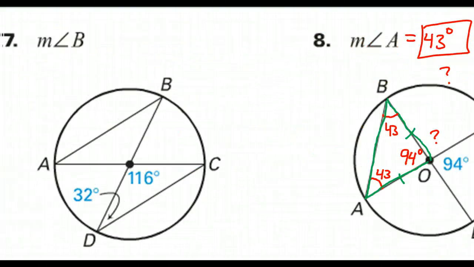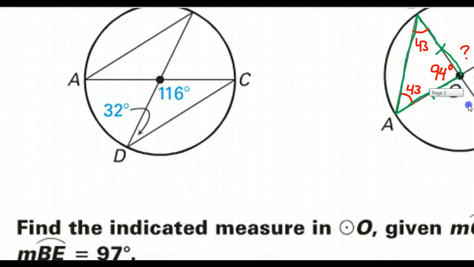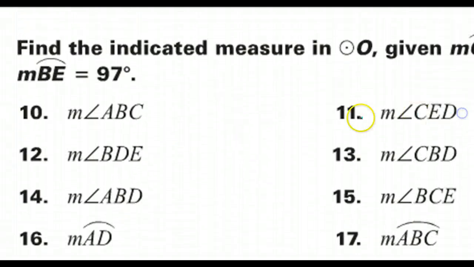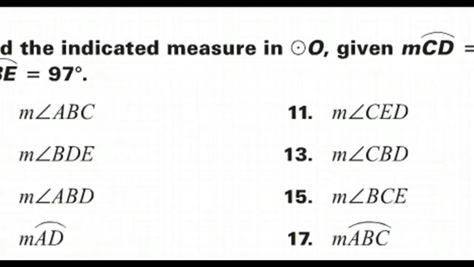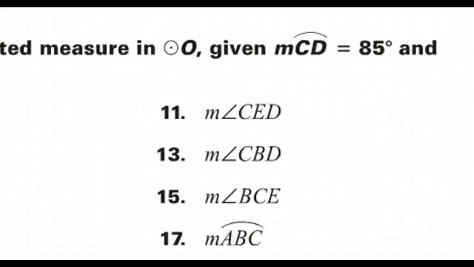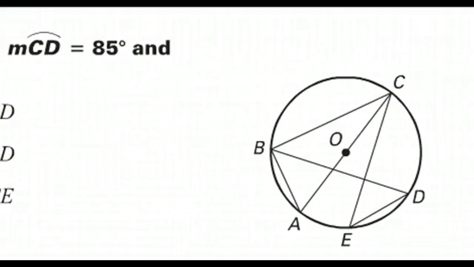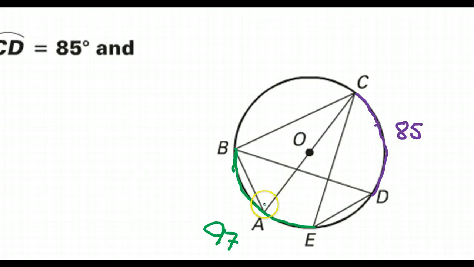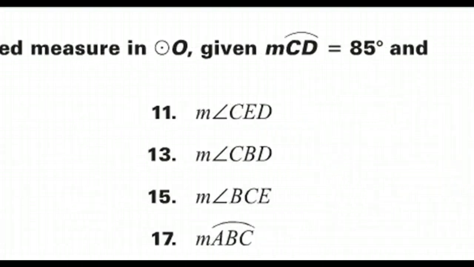Shoo, number 10. What's up, number 10? Oh, it's a group of problems. Okay, find the indicated measure. Arc CD is 85. Wait, where's the picture? Oh, there it is. Okay, arc CD is 85. Let me colorize this a little bit. All right, and we're also given that arc BE is 97 degrees. And using that information, we're supposed to find these things.